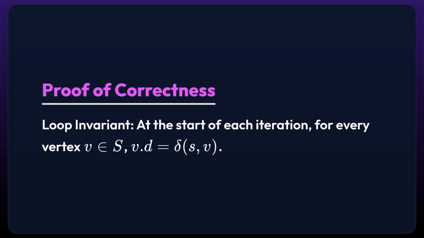How do we know this greedy approach works? We prove it via loop invariance. We can demonstrate that at the start of every single iteration, every node in our settled set S already holds the true absolute shortest path distance, denoted as delta of S to V.